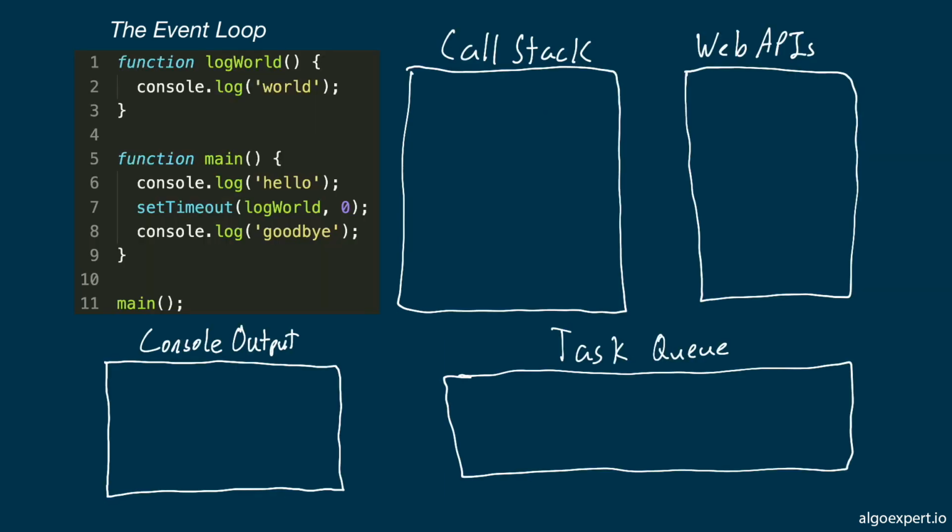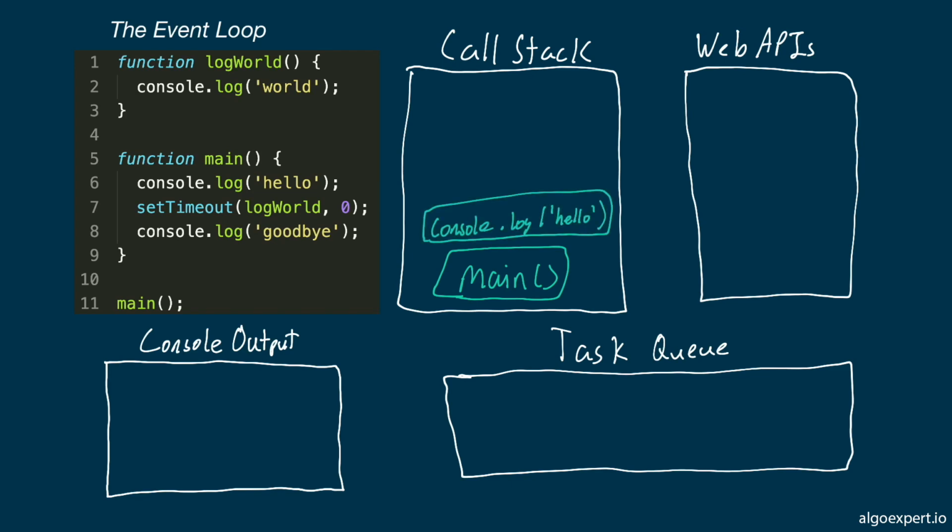So let's look at an example of this. Here we have the same code as before, but the setTimeout delay is changed to be 0. As you might expect, we start by pushing main onto the call stack, which in turn will push console.log of hello onto the call stack. console.log would then log out hello, and once it does, that function is complete, so it gets popped off of the call stack.